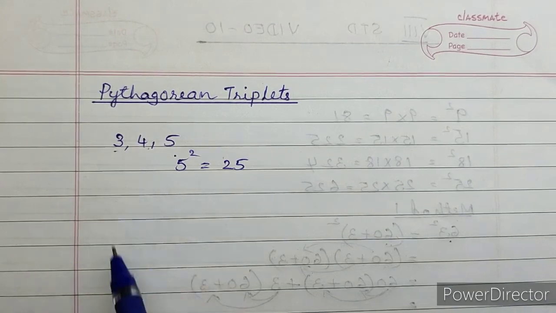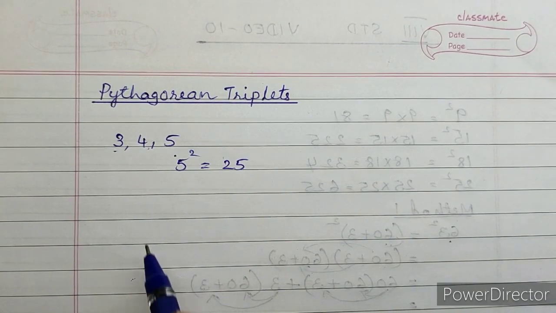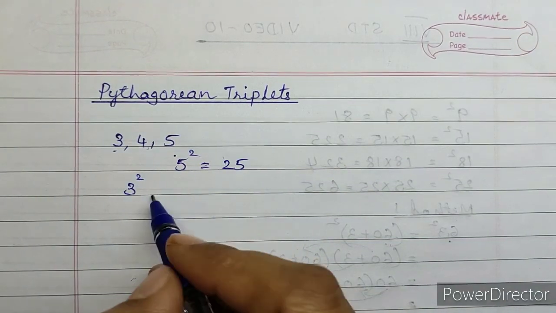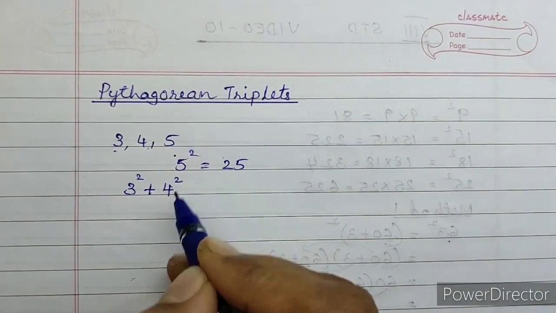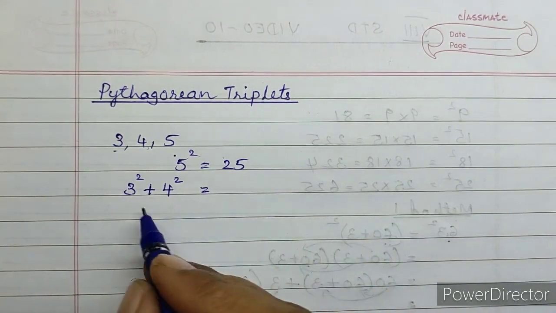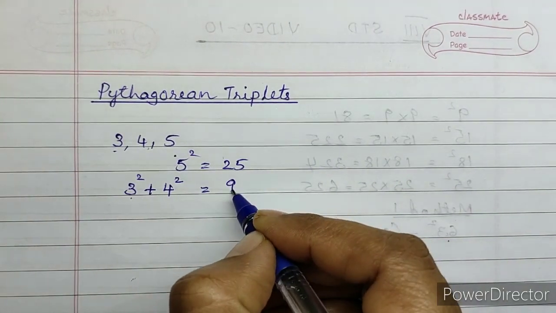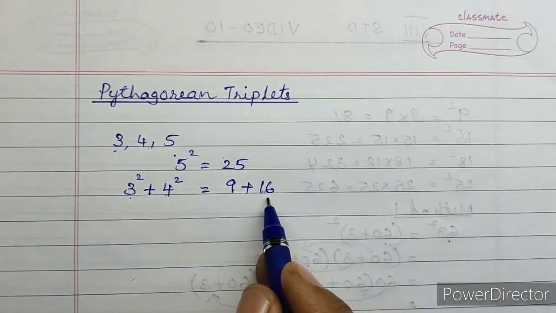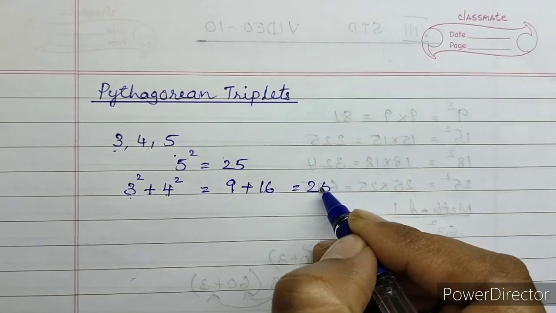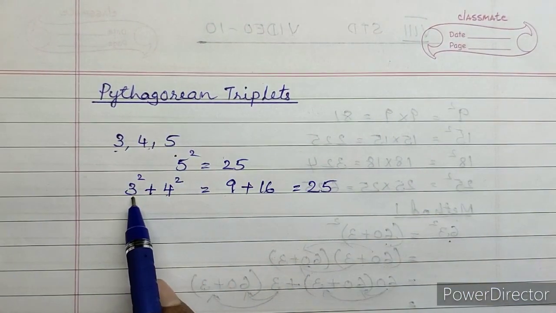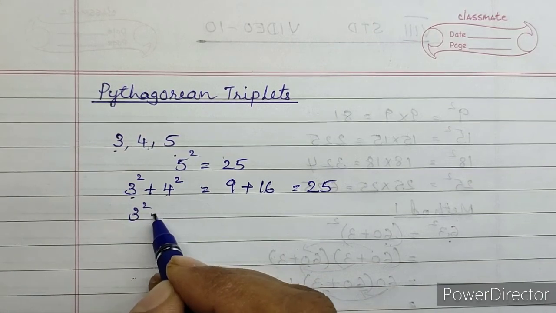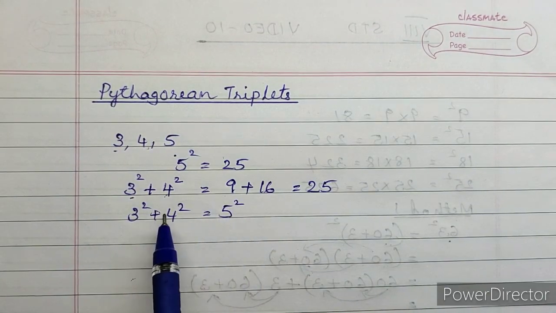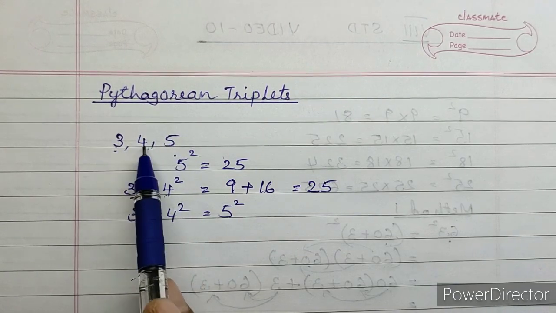Now take the other 2 numbers, 3 and 4. Square it, 3 square and 4 square. Take the sum of that, 3 square plus 4 square equals 3 square how much? It is 9, plus 4 square how much? It is 16. What is 9 plus 16? It is again 25. So that means 3 square plus 4 square equals 5 square. See, this is the speciality of these numbers, collection of these numbers 3, 4 and 5.